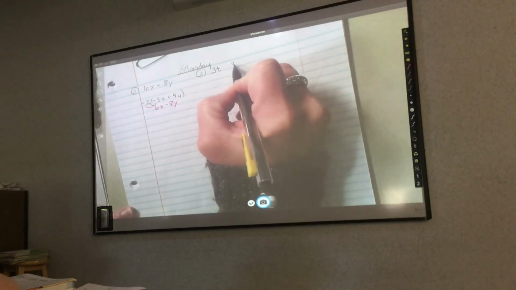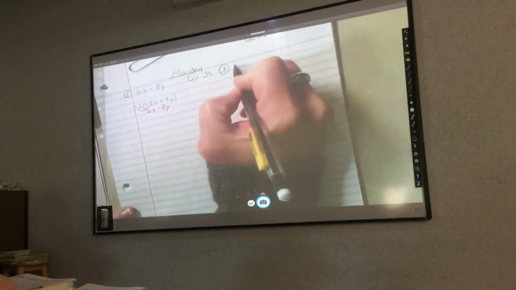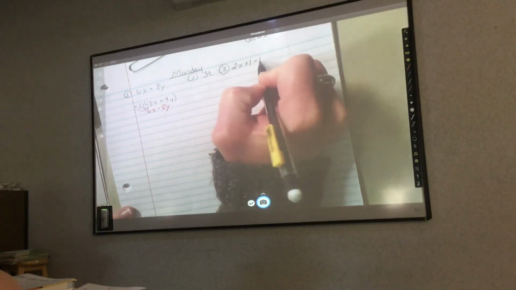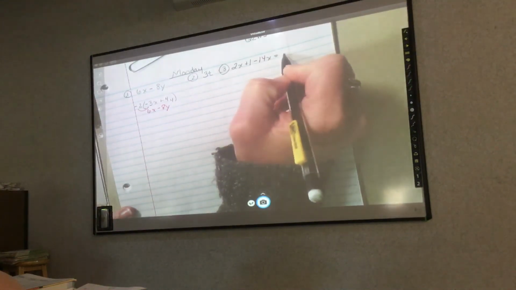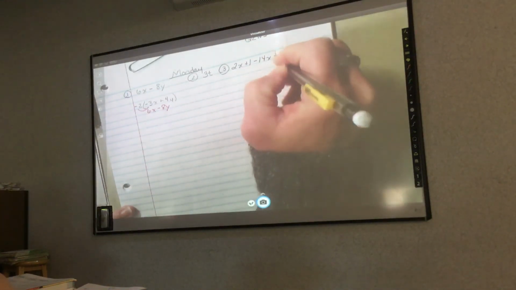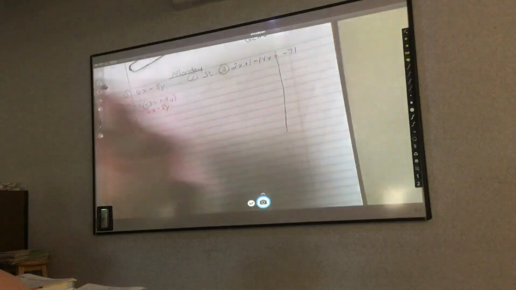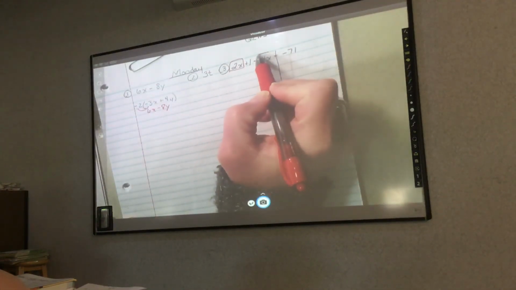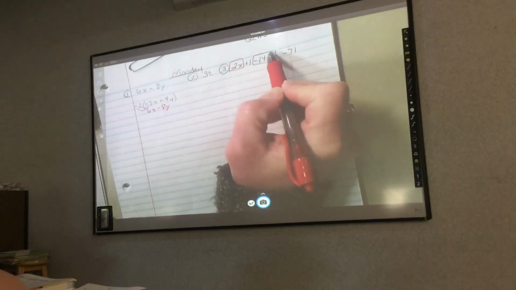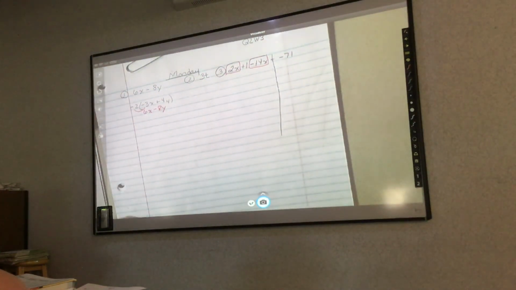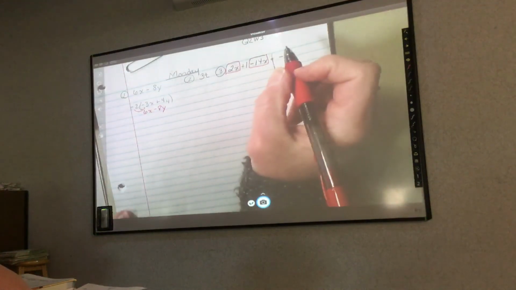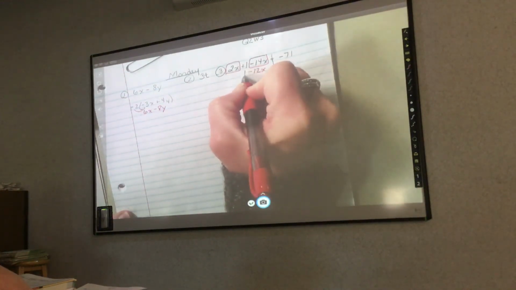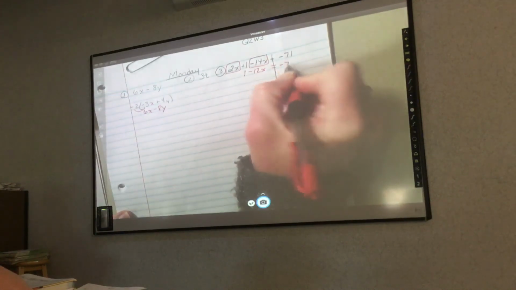Number 3, we need to solve 2x plus 1 minus 14x equals a negative 71. Draw your line. Combine my x's because they're on the same side of the equal sign. So I have a negative 14 and a positive 2 makes it a negative 12x. I can just bring down my 1, equals a negative 71.